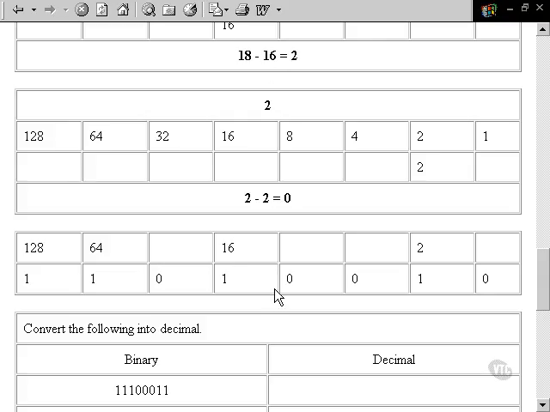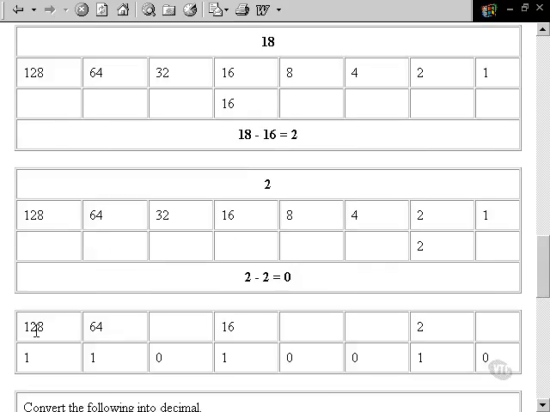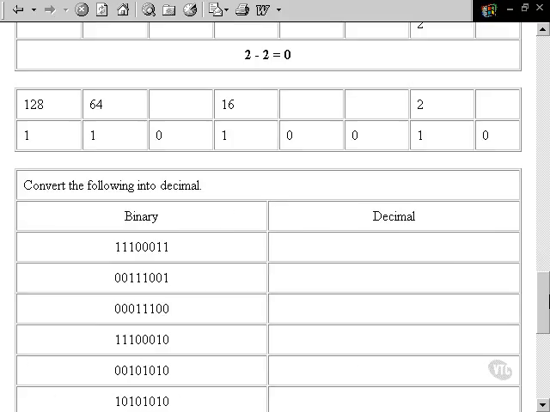I bring the 16 down because I subtracted with 16 right here. I didn't do anything with 8 or 4, but I subtracted 2, and I didn't subtract anything in the 1 column. So I have my numbers up here that add up to 210, but I look at my binary, and this is my binary number I just converted. I have 1, 1, 0, 1, 0, 0, 1, 0. And I got that from converting, going through this process.